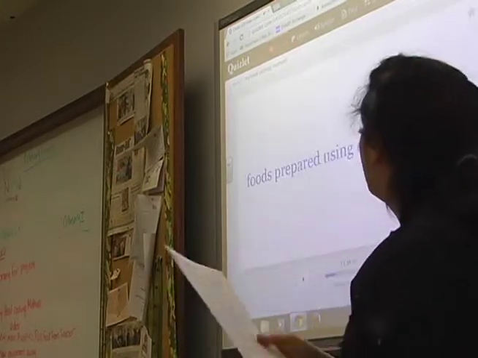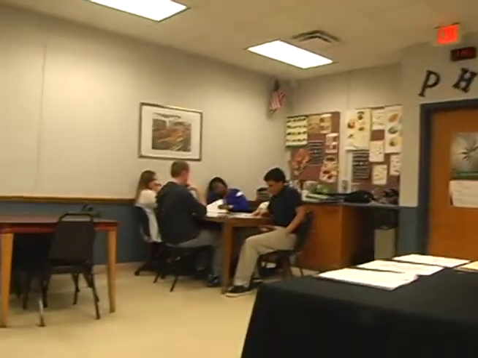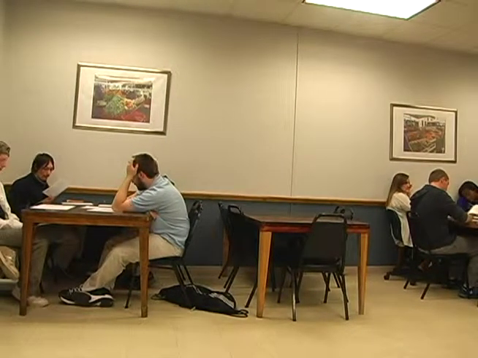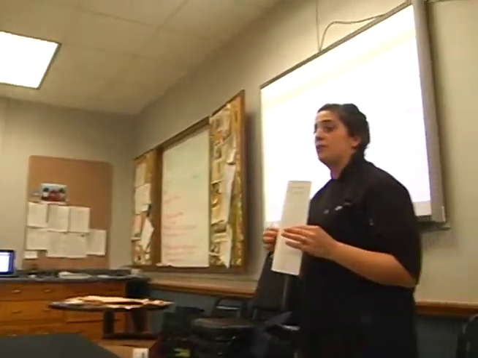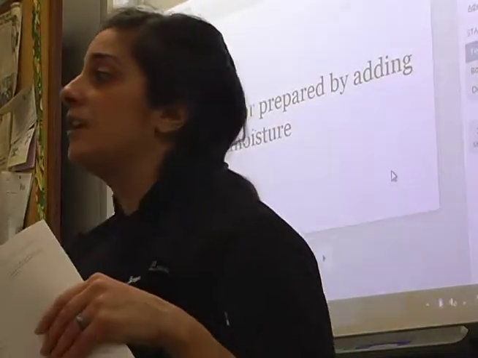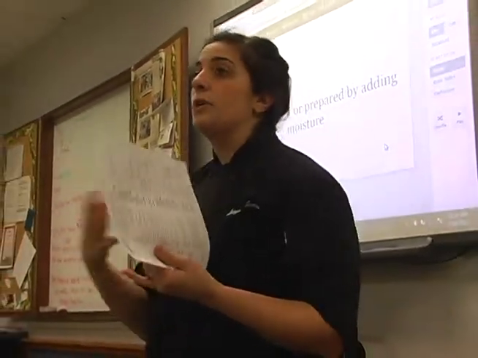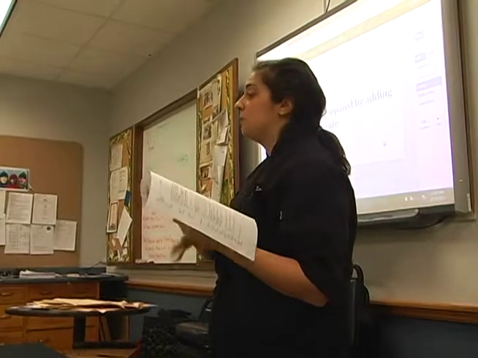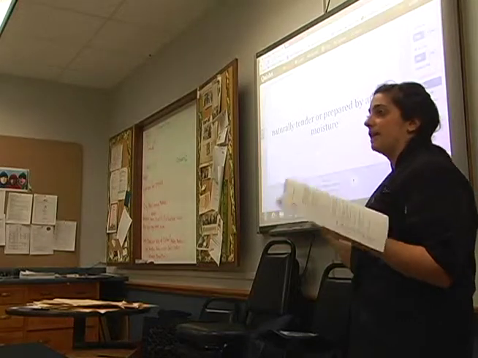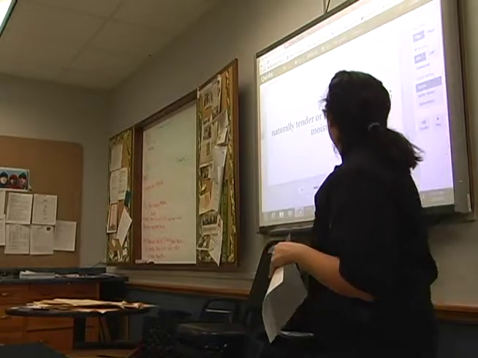Foods prepared using the dry heat method must be, anyone? I'll do this one. Naturally tender or prepared by adding moisture. So if you're going to saute something, you're not going to pick something really tough because it's not going to become tender. If you're going to do a tough piece of meat, you'll probably want to choose a moist heat cooking method, which we will get into next week. You want something naturally tender, like a chicken breast, which is a perfect vessel for a dry heat cooking method.